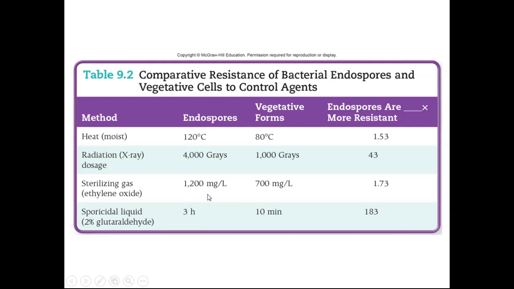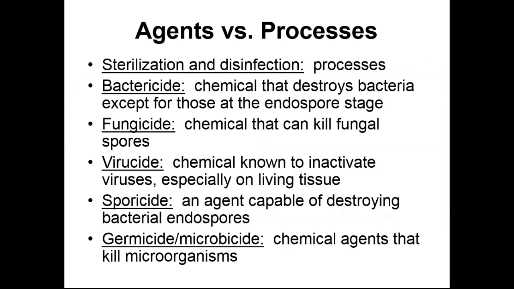If we use ethylene oxide, it requires a much higher concentration of ethylene oxide to kill the endospore compared to the vegetative cell. And then finally, if we use a 2% glutaraldehyde, it takes a 3-hour exposure to that solution to kill the endospore as opposed to a 10-minute exposure to kill the vegetative cell. So in every one of the situations we look at, it's more difficult to kill the endospore than it is to kill the vegetative cell.